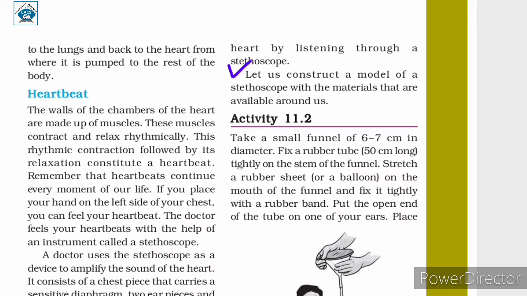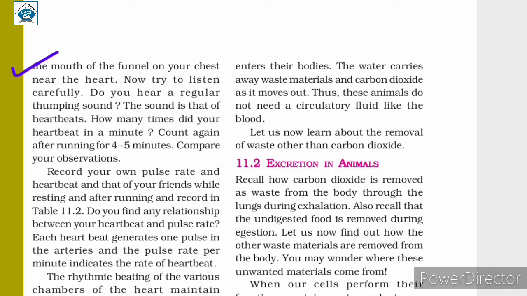Activity 11.2. Take a small funnel of 6 to 7 cm in diameter. Fix a rubber tube 50 cm long tightly on the stem of the funnel. Stretch a rubber sheet or a balloon on the mouth of the funnel and fix it tightly with a rubber band. Put the open end of the tube on one of your ears. Place the mouth of the funnel on your chest near the heart.